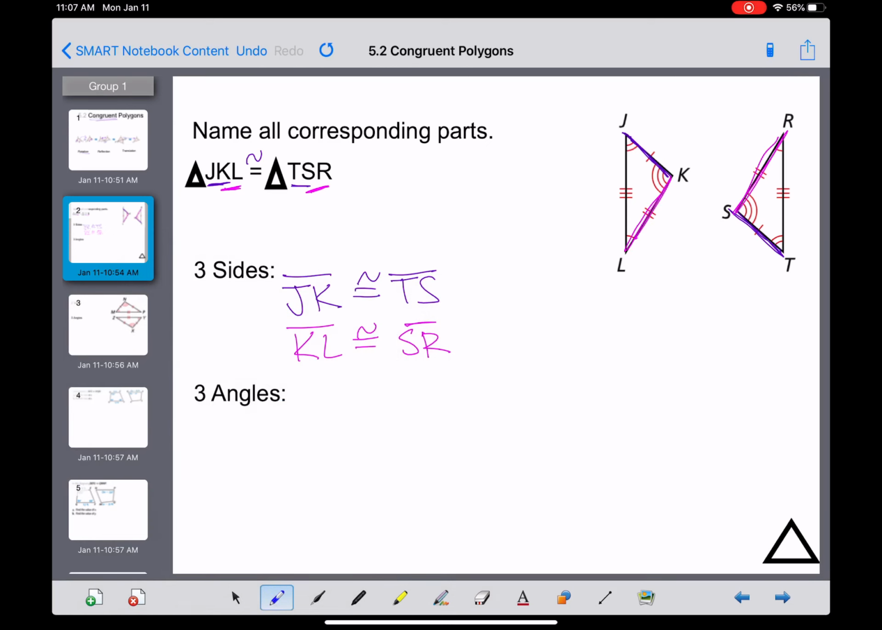Last, three tick marks. JL is congruent to TR. This is also found in my congruency statement. J and L are the first and last. T and R are the first and last. So two different ways to match up. You can either use this congruency statement or the pictures. All right, next we're going to do the angles.